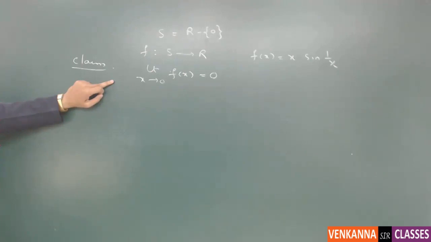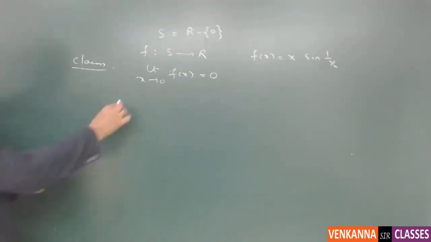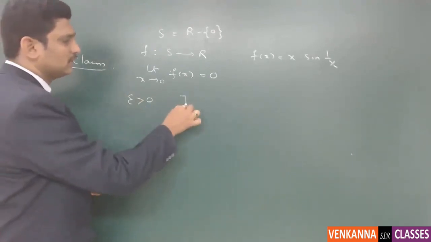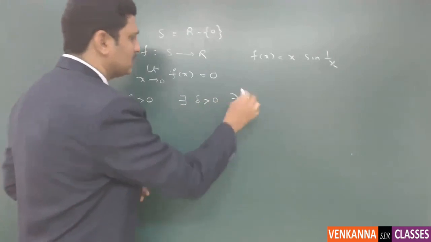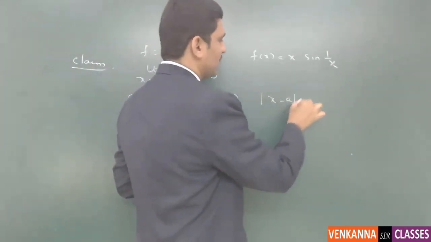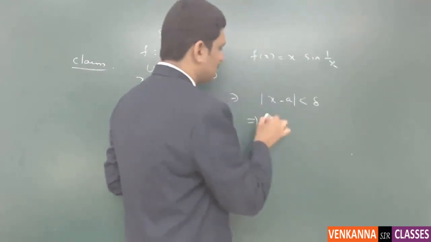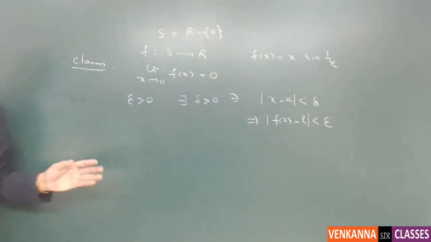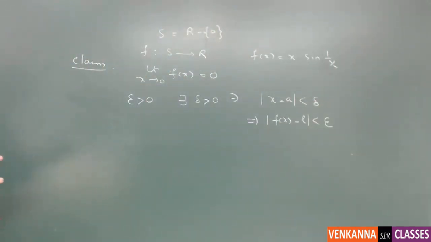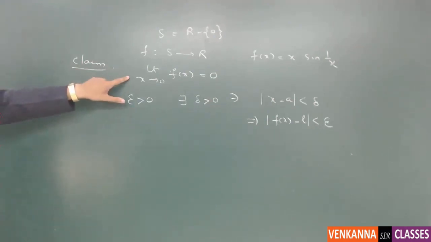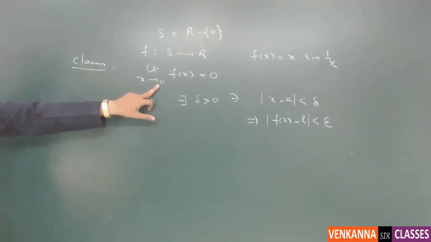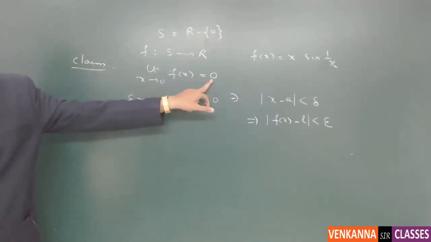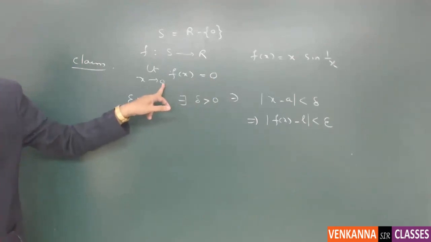So, I am proving this by using the definition of the limit. If you observe, for epsilon greater than 0, there exists delta greater than 0 such that modulus of x minus a is less than delta implies modulus of f of x minus L is less than epsilon. So this is the definition of the limit. From the claim part, I am checking the limit at the point 0 and I am saying that the limit is 0. So here L is equal to 0 and the point is 0.